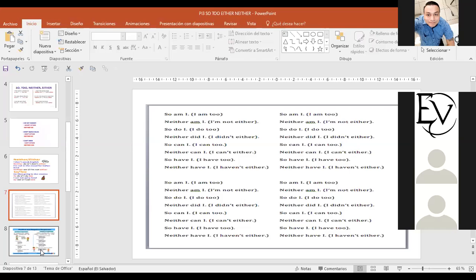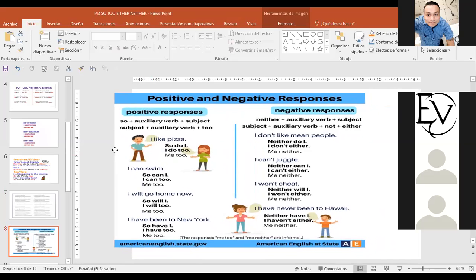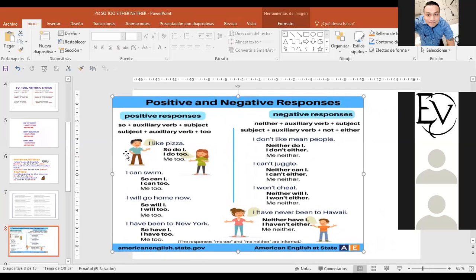So can I, I can too. Neither can I, I can't either. So have I, I have too. Neither have I, I haven't either. Okay, so it's the same. So here I have another slide that says positive and negative responses. Are you watching my screen? ¿Pueden ver mi pantalla? ¿Sí? Yeah, I can. Okay, very good.